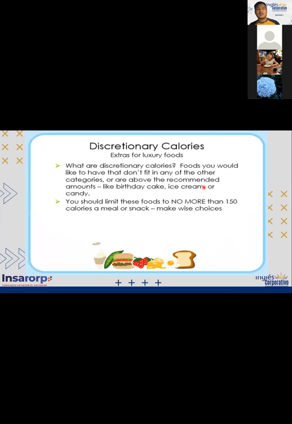Well, discretionary calories are foods that you would like to have, but they don't fit in other categories, like birthday cakes, ice creams, and candies. It says that you should limit these foods to no more than 150 calories a meal or a snack, and we should make wise choices.